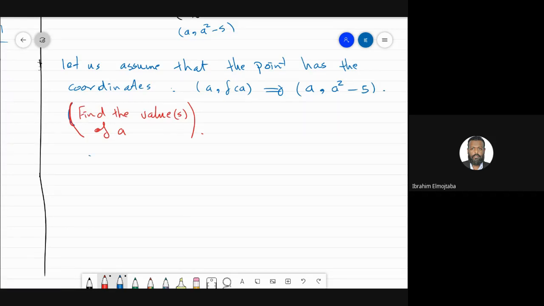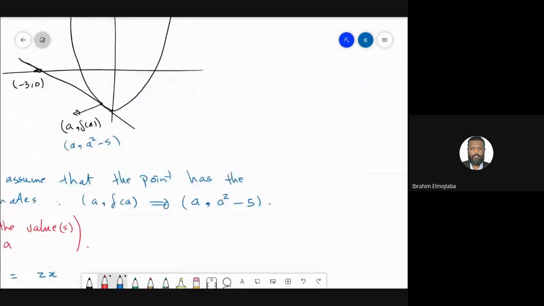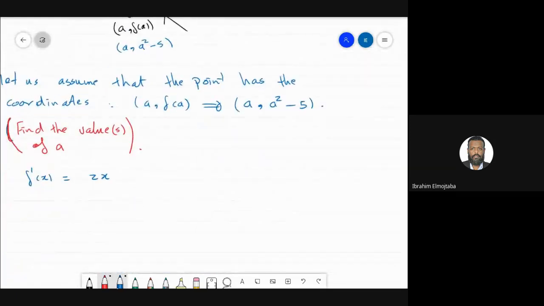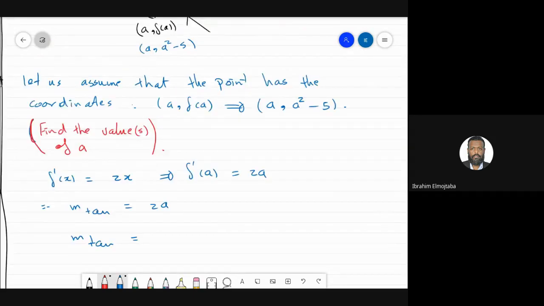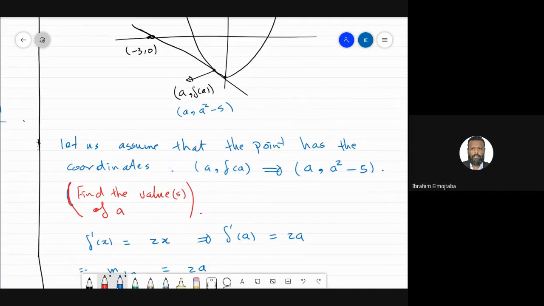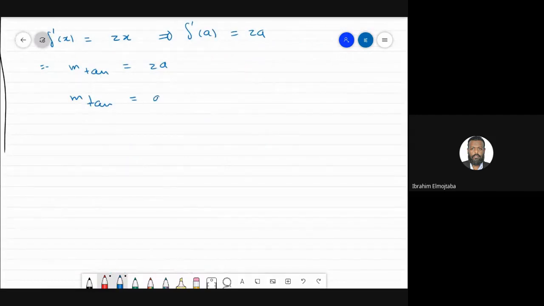أول شيء نوجد الاف داش اوف اكس اللي هي راح تساوي 2x صحيح؟ لأنه هي x سكوير ماينس 5، فالديريفيتيف راح تساوي 2x. ف f داش عند النقطة A اللي فرضناها راح تساوي 2a، معناه إذن m tan راح يساوي 2a، وفي نفس الوقت m tan راح يساوي فرق الصاد على فرق السين. لما يجي فرق الصاد على فرق السين راح يكون ماينس 3 minus A على 0 minus A square minus 5. أو لو سويناه بالعكس راح يكون A minus 3، يعني A plus 3، هذا فرق السين في المقام. في البسط بيكون A square minus 5 minus 0 يعني A square minus 5 على A plus 3.